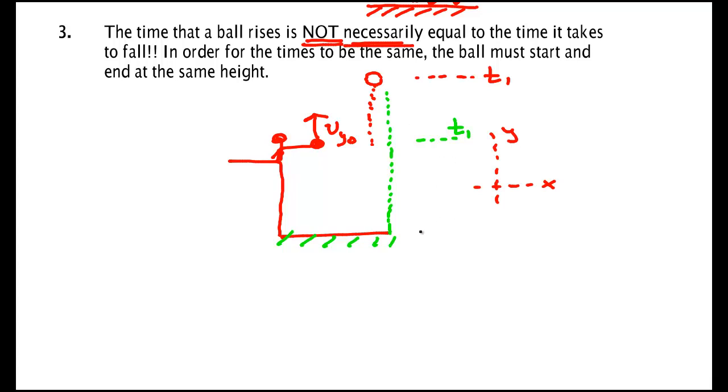So the total time that it takes to get here, let's say, is t2. It fell from 0 to t2, so 4 seconds. Maybe it took 2 seconds to go up. The total time is 6. But the time it took to rise was 2. The time it took to fall was 4. They don't have to be the same amount of time unless the ball goes back to the same original height.